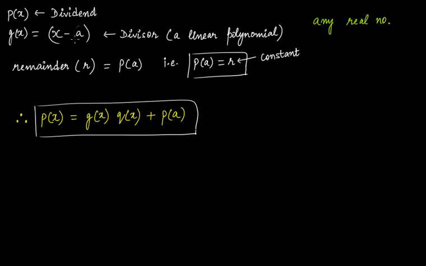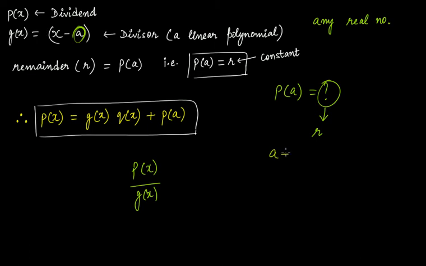So you take this a, and if you put in p at the place of a, at the place of x in px, you'll get some value pa, right? This value actually will give you the remainder of this division of px and gx. That's the remainder theorem. And what is a? A is actually the 0 of this polynomial gx. 0 of gx. That is important.